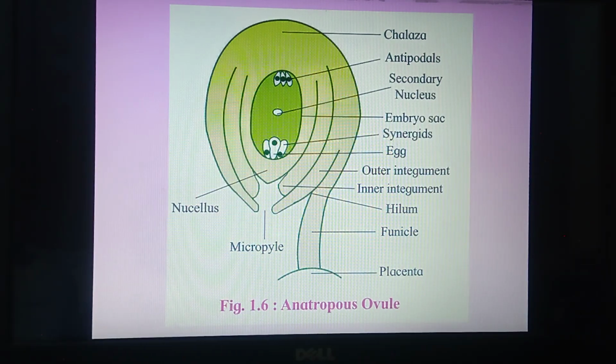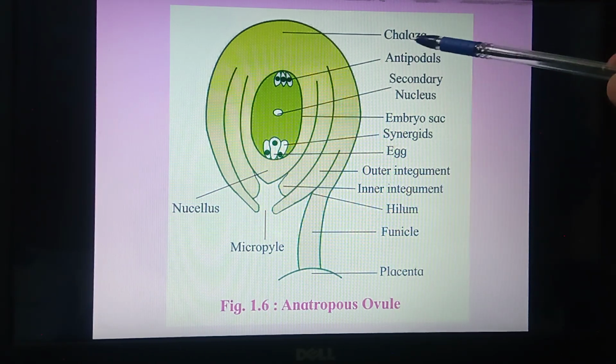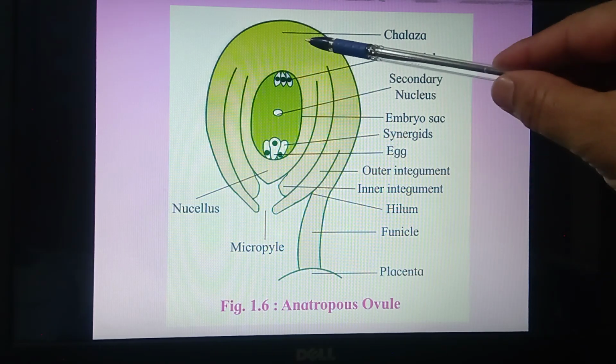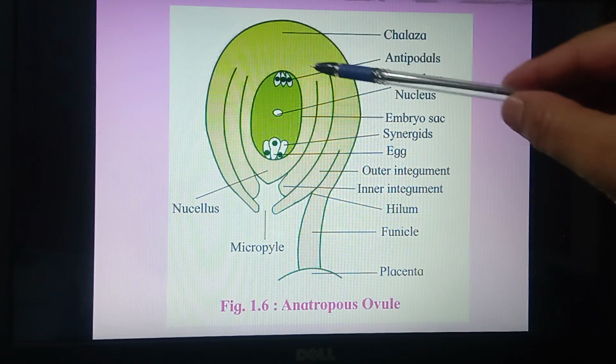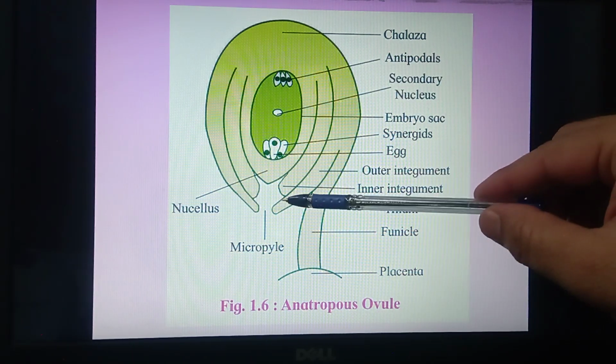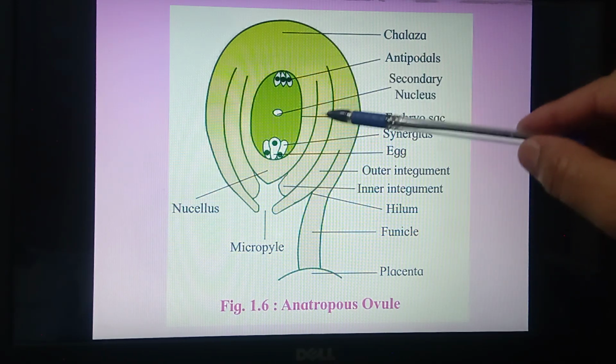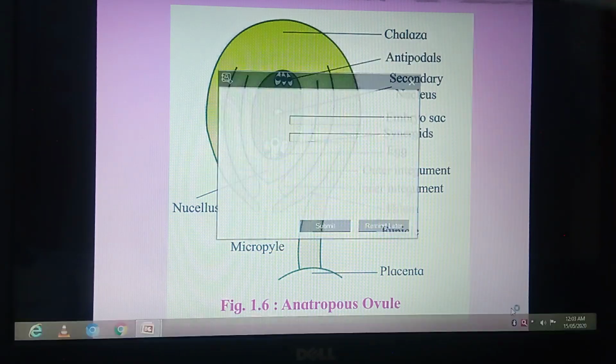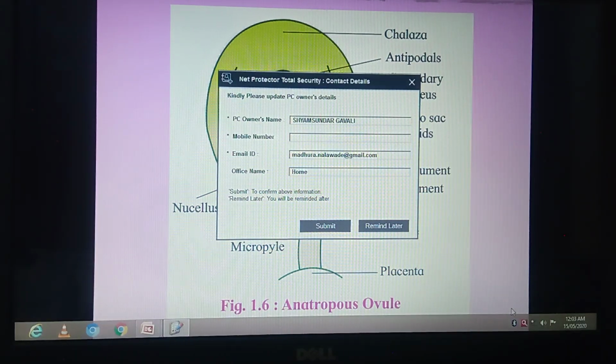So around that nucellus, the protective cover present is called the integument. This integument arises from what? Chalaza. So here you can observe the chalaza from where the integument arises. See here, chalazal region. This is the outer integument and inner integument. Both arise from what? Chalaza.